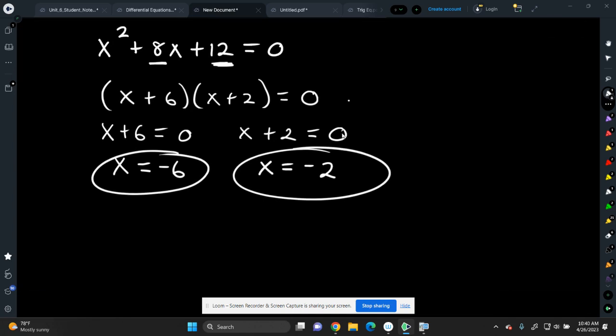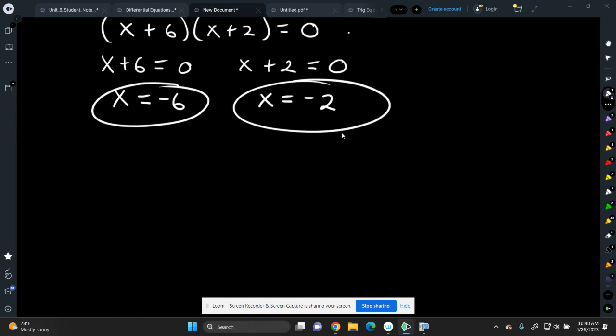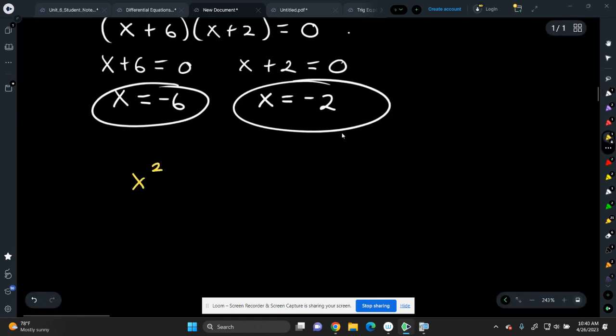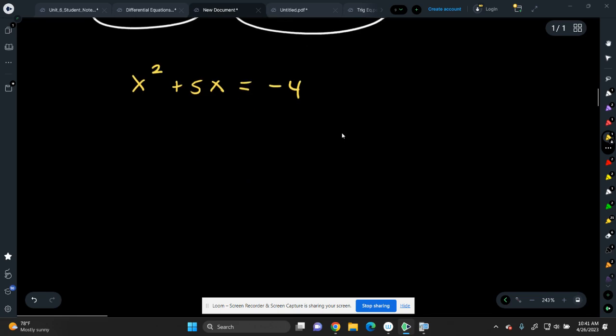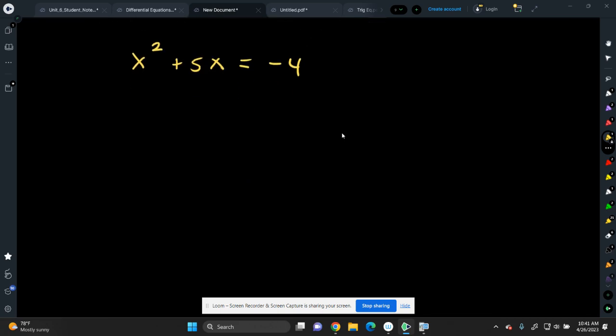Okay, let's look at another one. How about x squared plus 5x equals negative 4? What must it equal? 0. Must equal 0. So how do I get this to equal 0? Add 4 on both sides. Yeah, add 4 to both sides. Good. Add 4 to both sides.